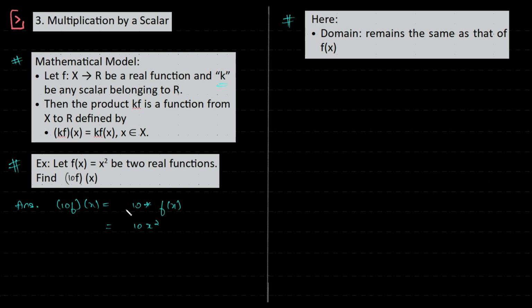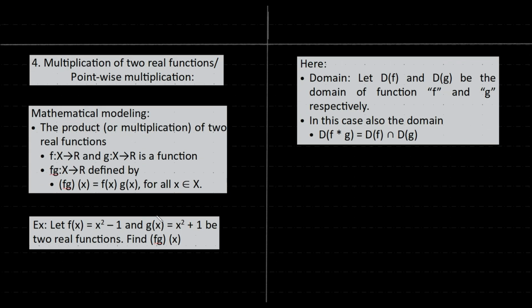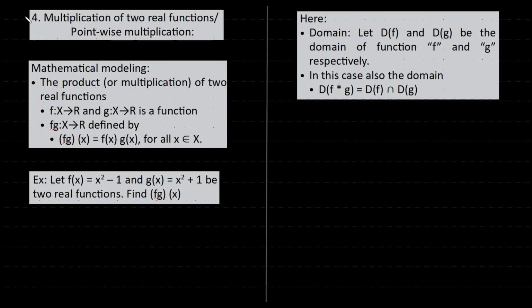But if not, don't worry. We're going to see a few examples. So here was the concept of multiplying a scalar with a function. Nothing big is happening. Next up is multiplication between functions.